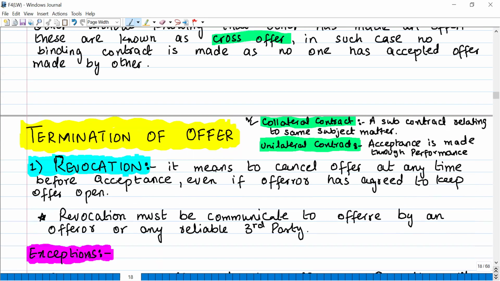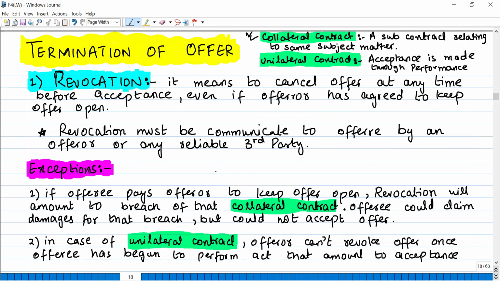So we have talked about the offer. Now, termination of the offer. How can you cancel an offer? There are three ways in which you can cancel an offer: revocation, rejection, and lapse. Revocation means canceling an offer at any time before acceptance, even if the offerer has agreed to keep the offer open. Revocation must be communicated to the offeree by the offerer or a reliable third party.